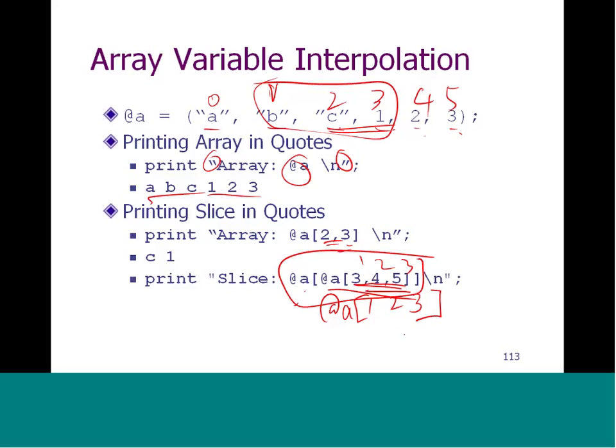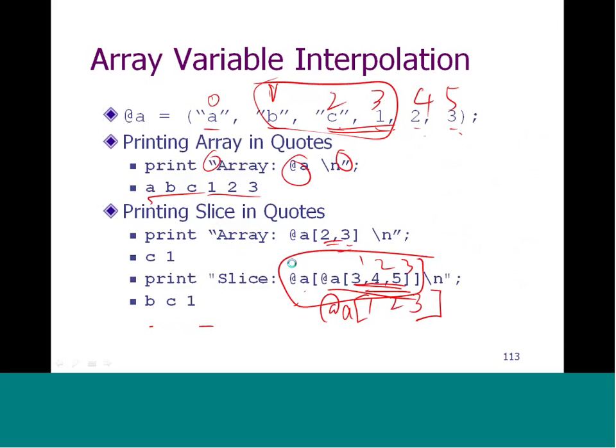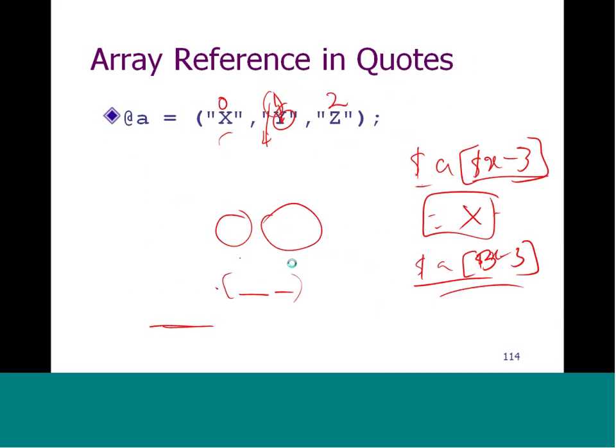In this case, the @a[3,4,5] as a slice results in the values 1, 2 and 3, which again is a slice, and then those values are returned, which is these c and 1. So that's another thing that we learned in the context of how to interpolate. And then now let's look at the other interpolation essentially. Again, this is another thing that we learned.